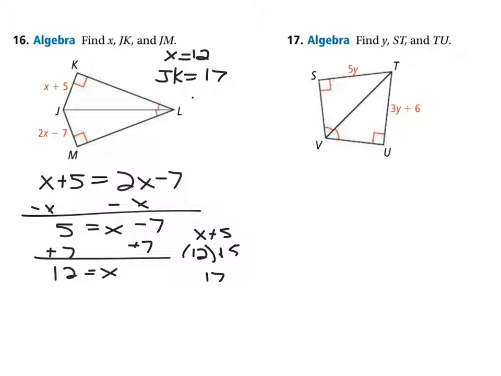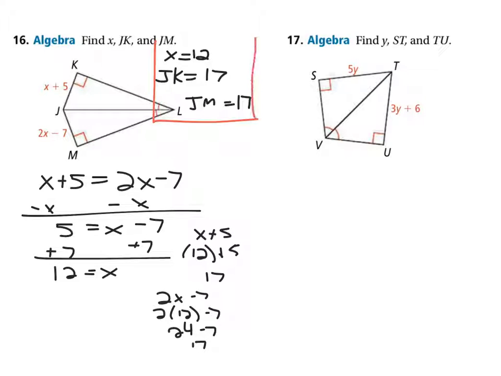What does JM equal? You might already be able to guess this. Let's take the expression for JM, which is 2x minus 7, and substitute it in. 24 minus 7 is 17. And the reason you could have guessed that is because they're of equal measure. So if you know one of them, you know the other one. So box that out. That's your answers.